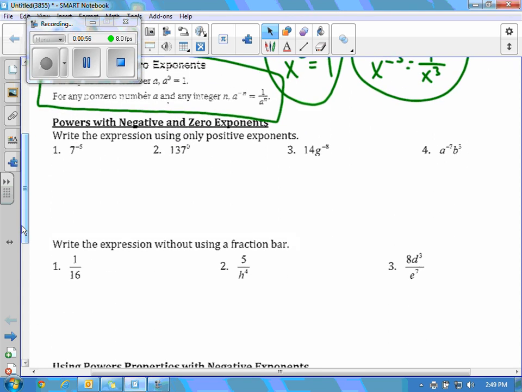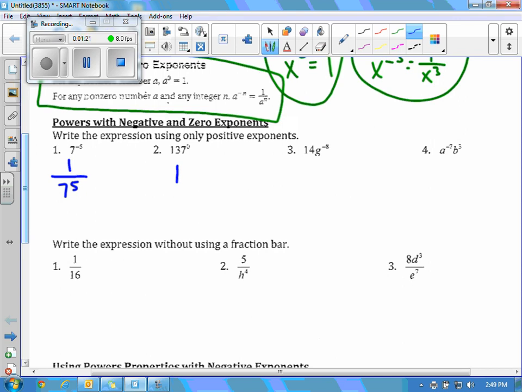First off, it says write the expression using only positive exponents. So for these, it's important to keep track of the directions. You want to write these as only positive exponents. So 7 to the negative fifth, we're going to rewrite as 1 over 7 to the positive fifth. Remember, our negative rule is you put it underneath 1 and make it positive. For number 2, we have 137 to the 0 power. Anything to the 0 power is 1.